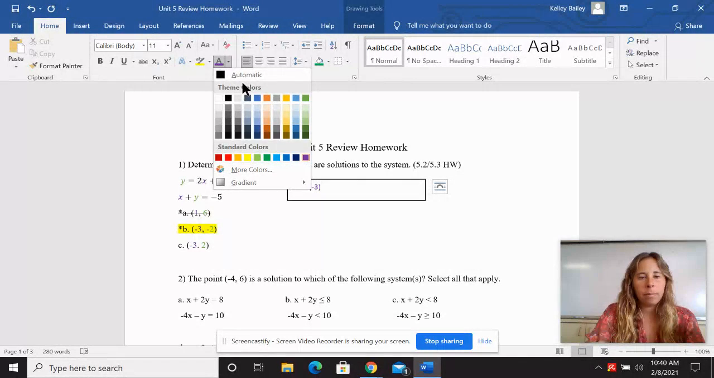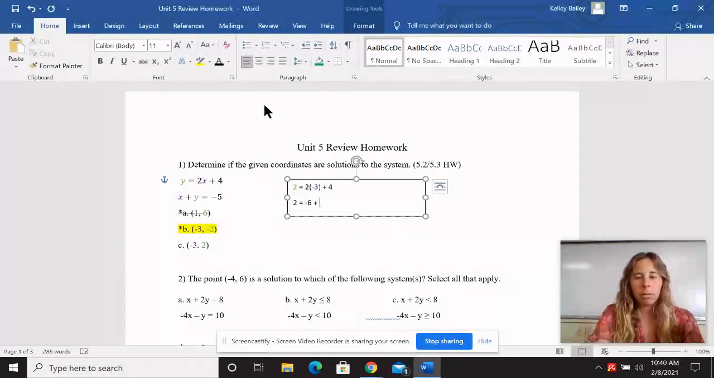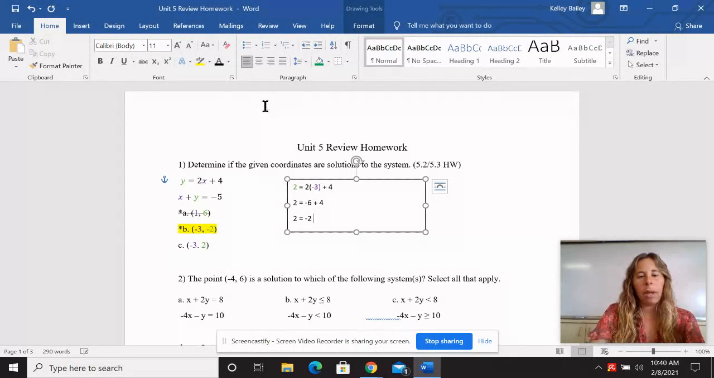Plus 5. Oh, sorry, plus 4. Plus 4. Right, so you get 2 equals negative 6 plus 4. Negative 6 plus 4 is negative 2. Okay, so that is not true. 2 is not equal to negative 2.